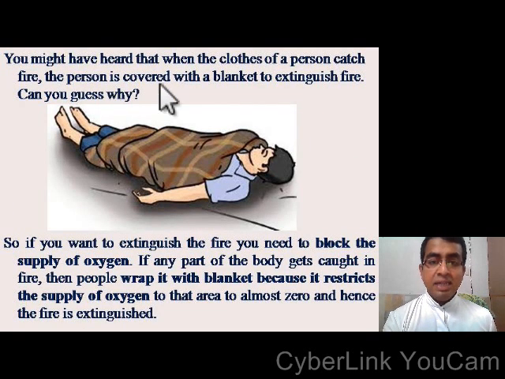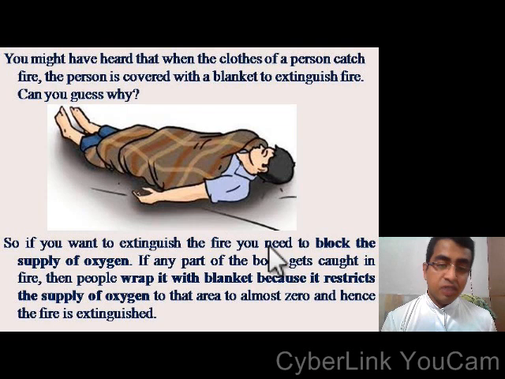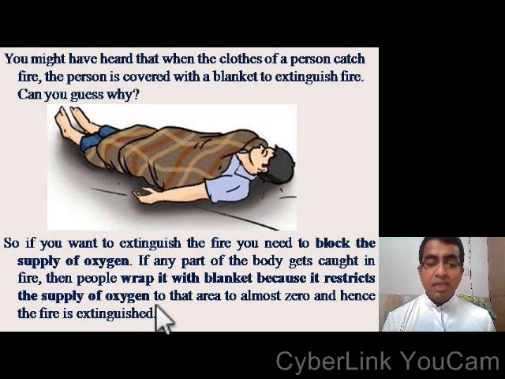You might have heard that when the clothes of a person catch fire, the person is covered with a blanket to extinguish the fire. What's the reason? If you want to extinguish the fire, you need to block the supply of oxygen. If any part of the body gets caught in the fire, then people wrap it with a blanket because it restricts the supply of oxygen to that area to almost zero, and hence the fire is extinguished.